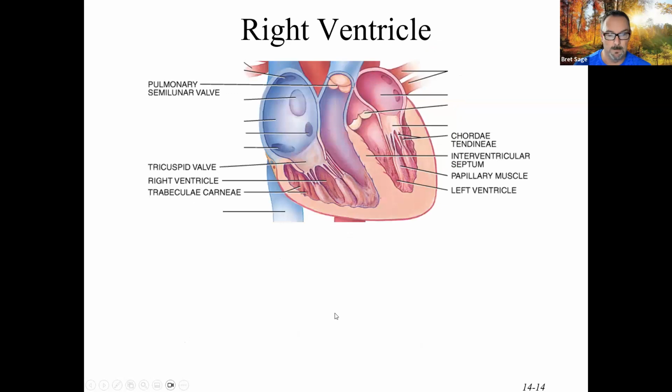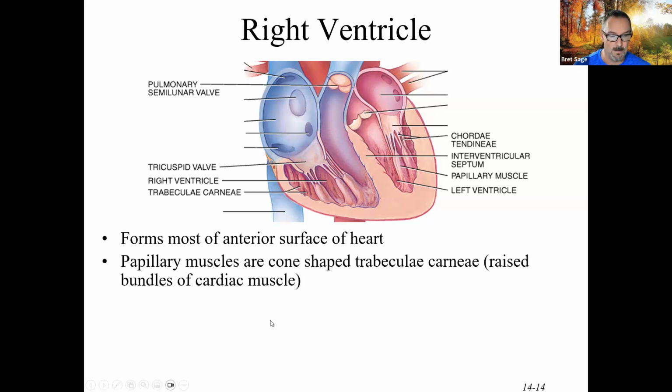Okay, now we're into the right ventricle. Its main job is to pump blood, deoxygenated blood, from the heart to the lungs to pick up oxygen. It forms most of the anterior surface of the heart. Because the heart is slightly twisted, it makes up the anterior surface of the heart.